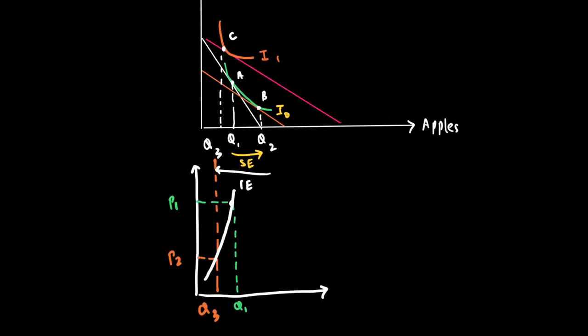Let me zoom this picture and label it properly. This is my price of apples. This is my quantity of apples. And I have what we call an upward sloping demand curve, where I ended up from point A to point B.